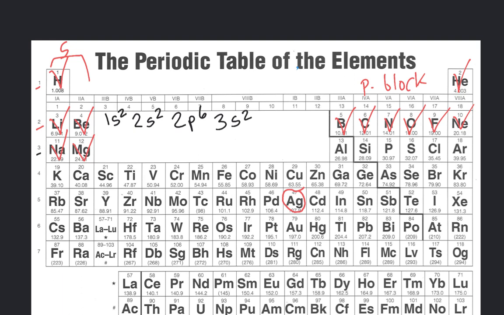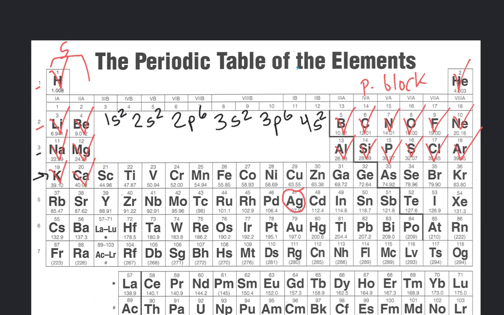And then when we leave the 3s, we're going to head over to aluminum. And that'll be the p block again, but we're in the third row. So 3p1, 3p2, 3p3, 3p4, 3p5, 3p6. So the 3p6 is filled. And then we're going to go down to row 4. We're not at silver yet. Down to row 4. That's the 4s1 and the 4s2. Calcium is 4s2.